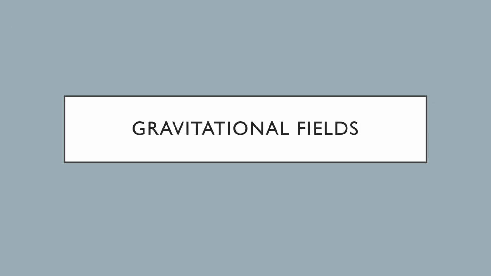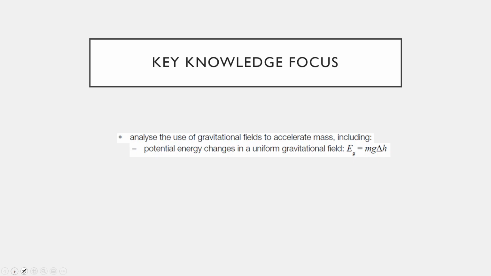Hi everyone, welcome back. In this video and the next video, we are going to look at how potential energy changes in a gravitational field. Here's our dot point from the study design. Analyze the use of gravitational fields to accelerate mass, including potential energy changes in a uniform gravitational field. The key word here being uniform.